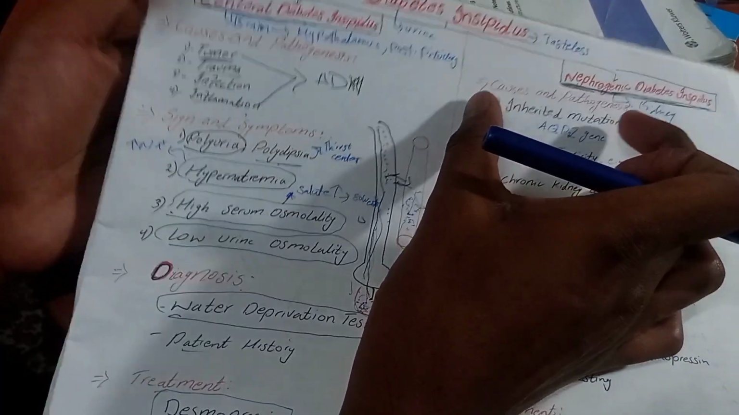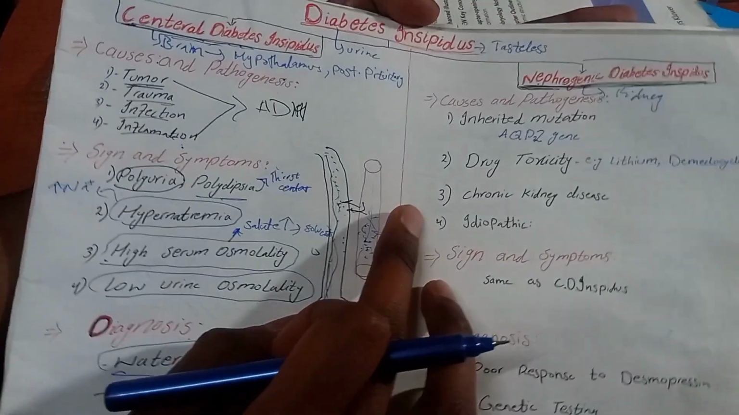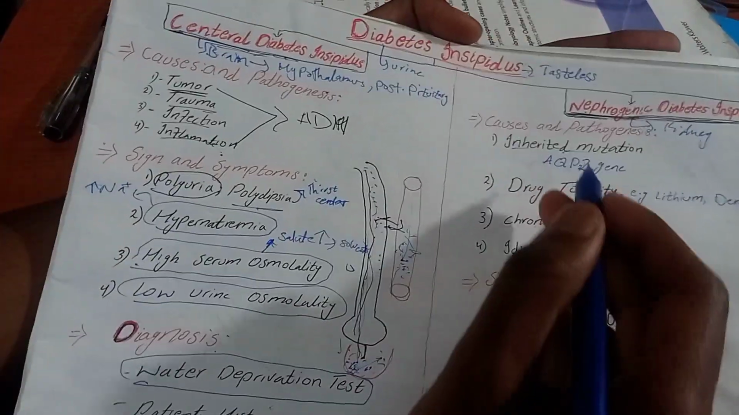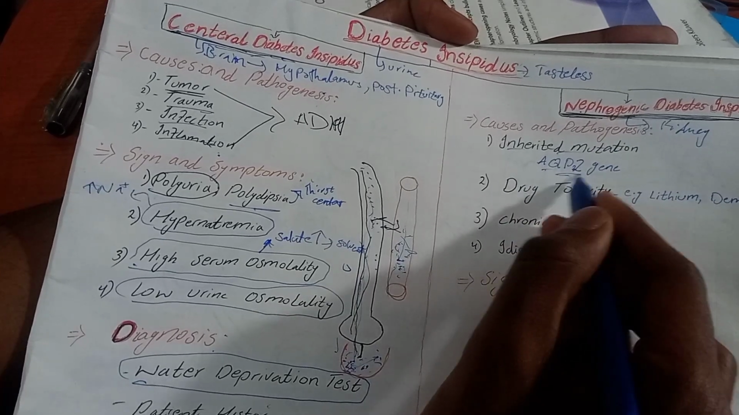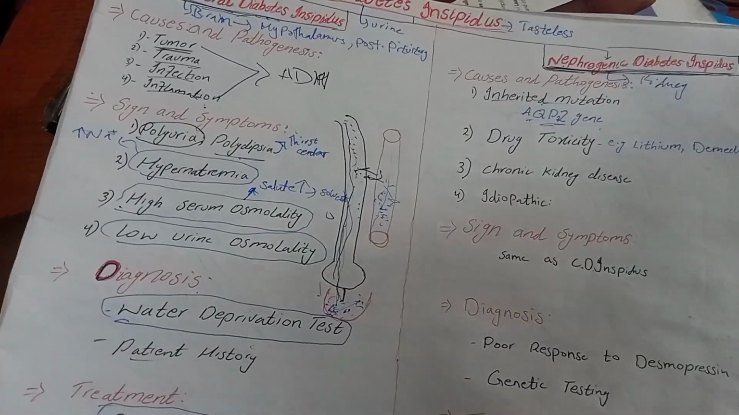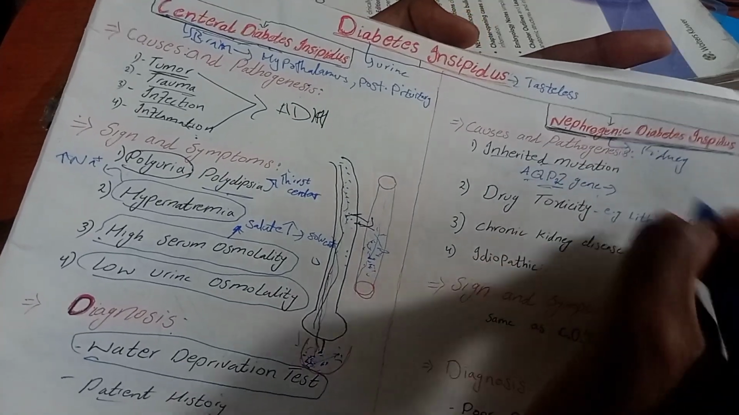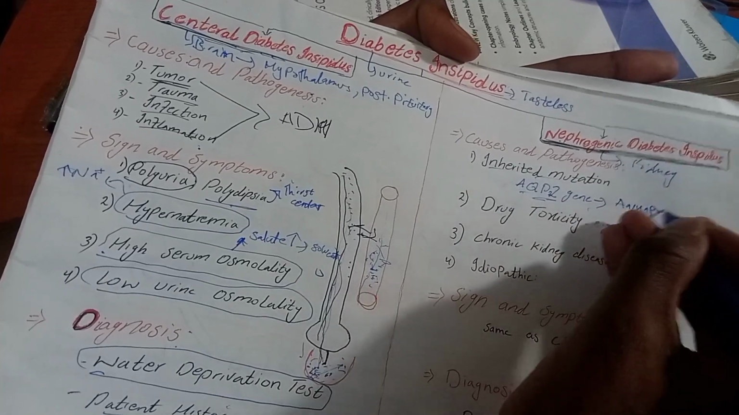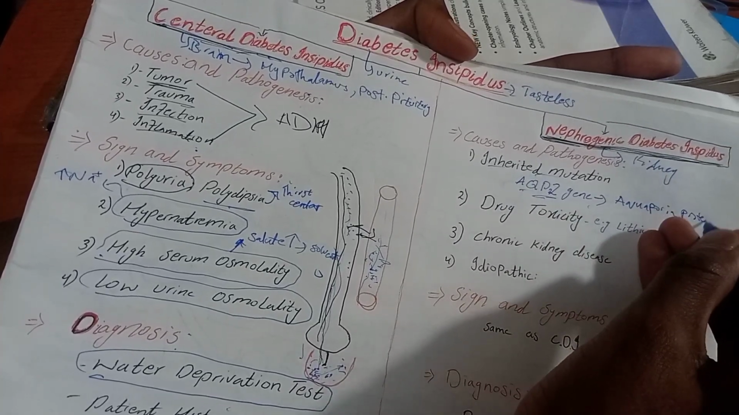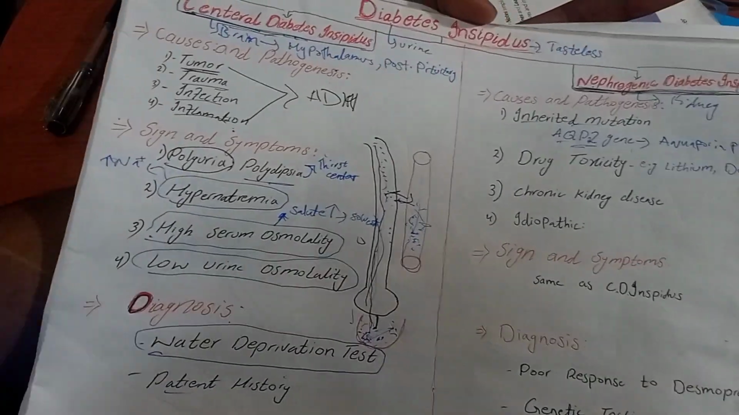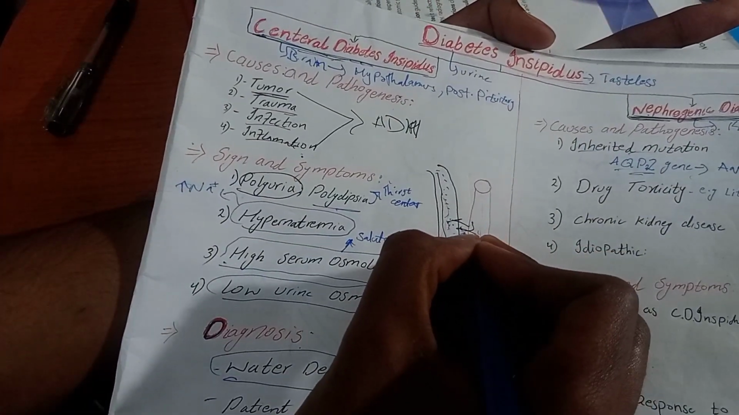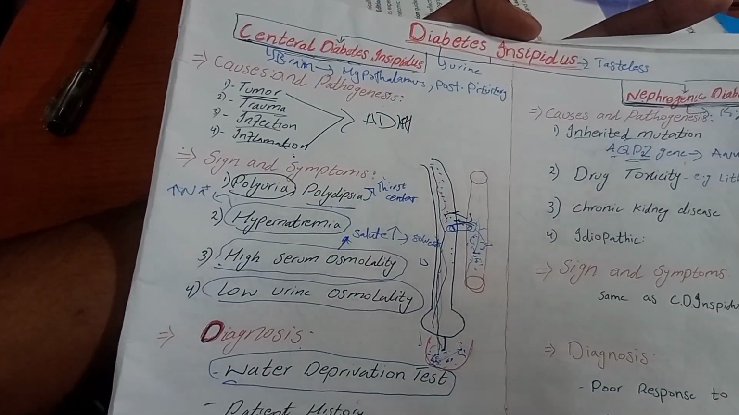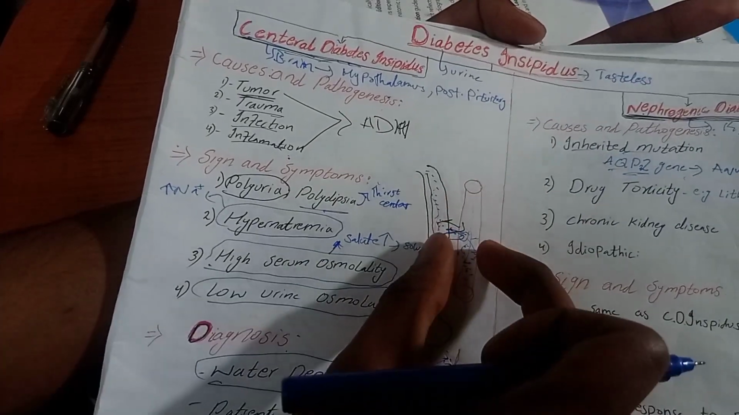Okay, what are the causes and pathogenesis of nephrogenic diabetes insipidus? The most common cause may be an inherited mutation of a specific gene which we call the AQP2 gene. The AQP2 gene is a gene which gives instructions for making aquaporin proteins. These proteins, as we discussed, are tiny channels. These proteins form tiny channels between water and between blood vessels and tubules. These proteins perform a very specific function.